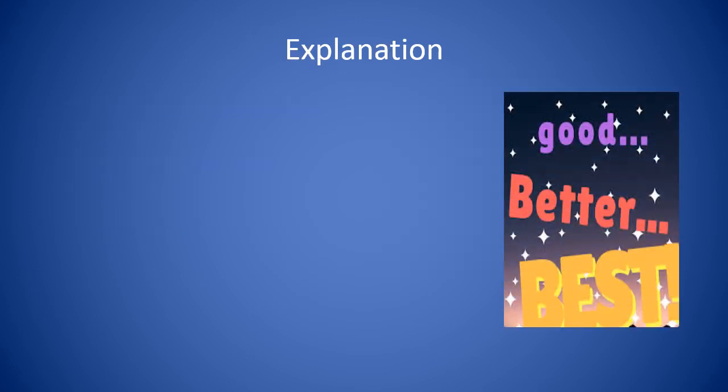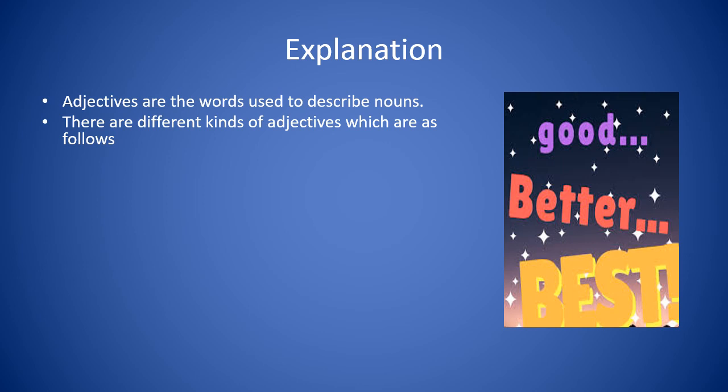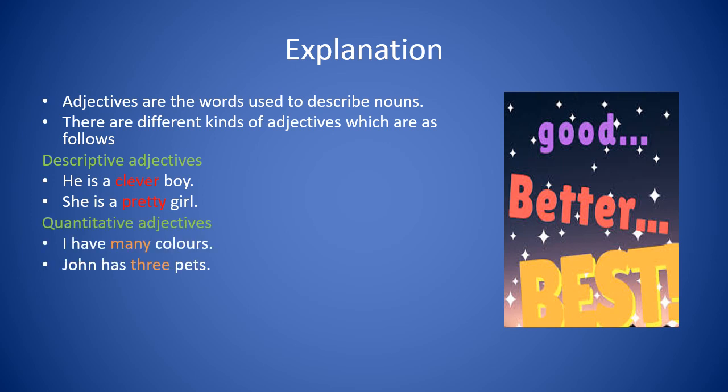Explanation. Adjectives are the words used to describe noun. Here are different kinds of adjectives which are as follows. Descriptive adjectives. Descriptive adjectives simply describe the noun. For example, he is a clever boy, she is a pretty girl. Quantitative adjectives. These adjectives describe the quantity of noun. For example, I have many colors, John has 3 pets.